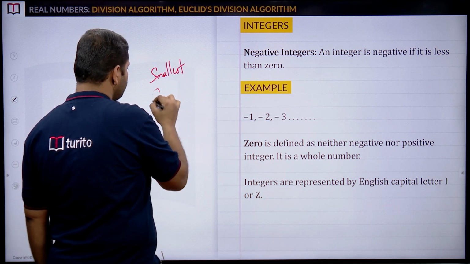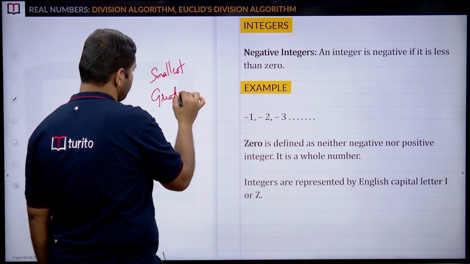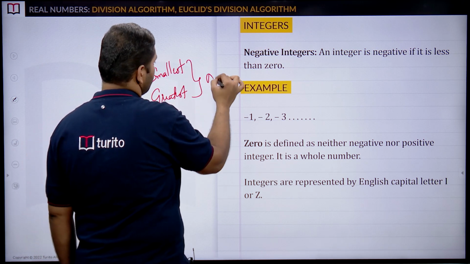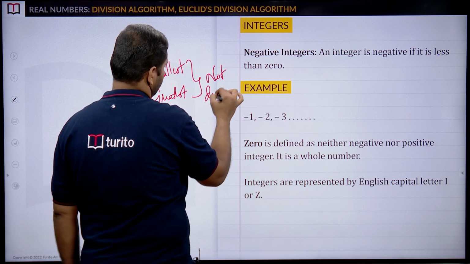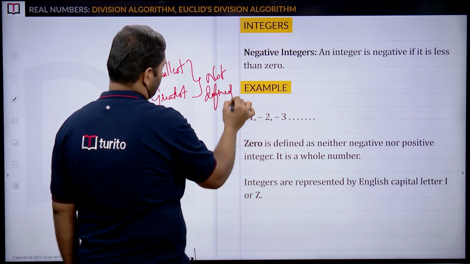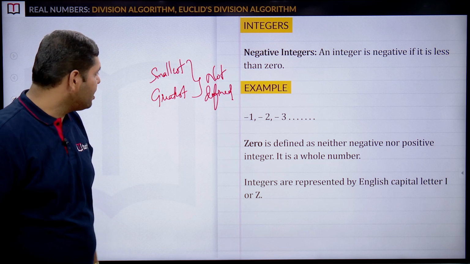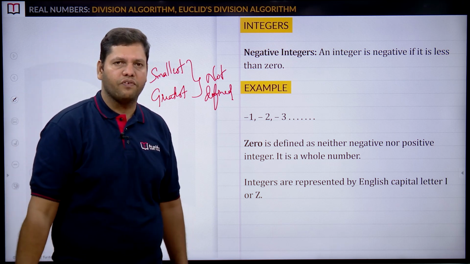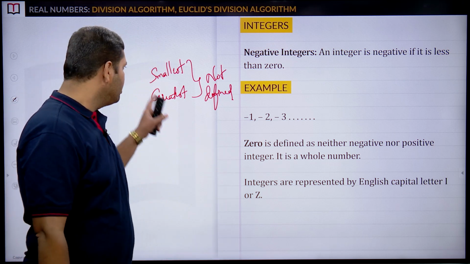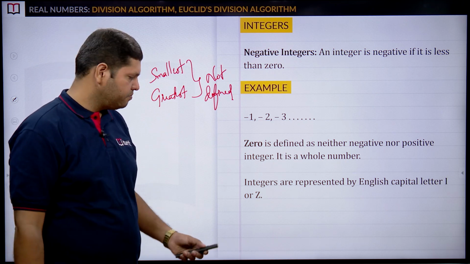The smallest integer and the greatest integer. So these two are what? Not defined. The smallest integer is also not defined, and the greatest integer is also not defined. Okay, remember this point also. Take it as a note point.